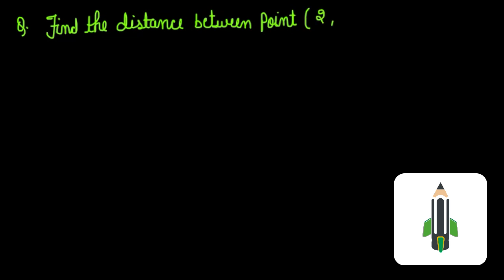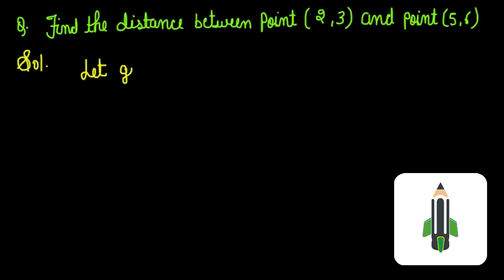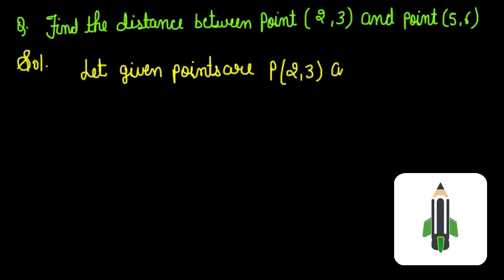In this video, we are going to solve distance between two points. Now question is, find the distance between point (2, 3) and point (5, 6). To solve this, let given points are P (2, 3) and Q is (5, 6).